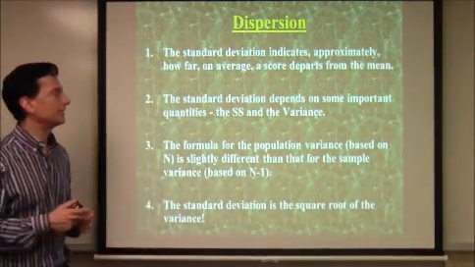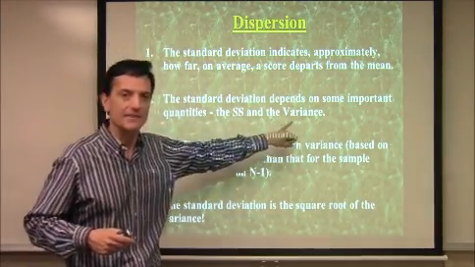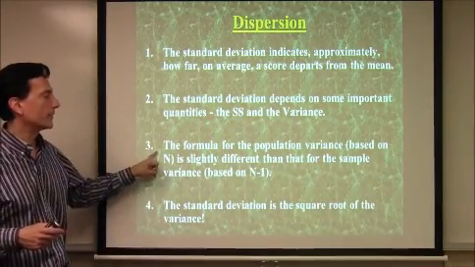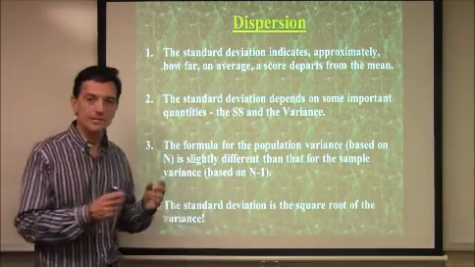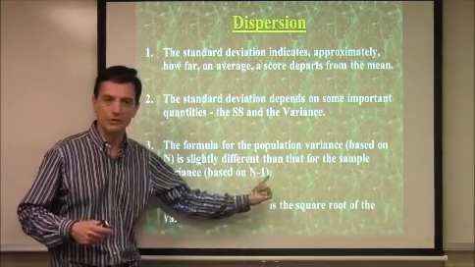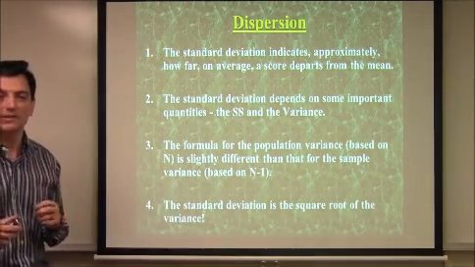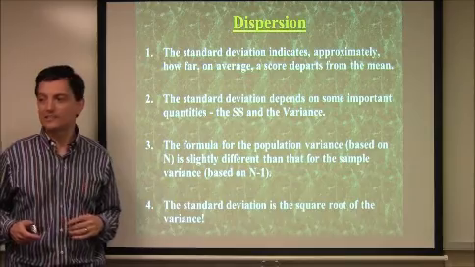Okay. The standard deviation depends on some important quantities that we had to introduce. These were the SS and the variance. Okay, so we're just reviewing those ideas. And the formula for the population variance is based on n, and it's slightly different from that for a sample, which is based on n minus 1, for reasons that we described earlier. And our main conclusion from all of this was our mantra, which was that the standard deviation is the square root of the variance. Okay.